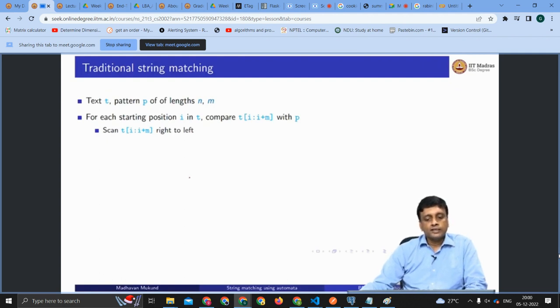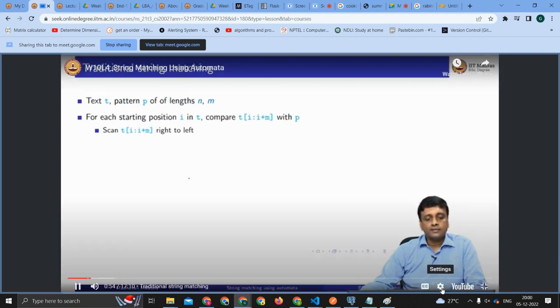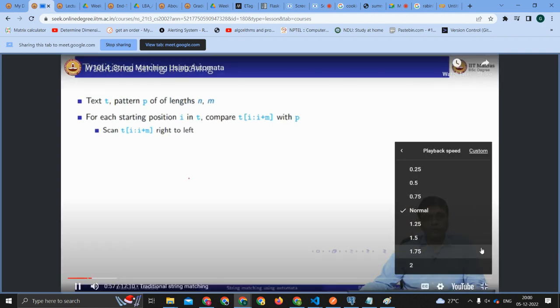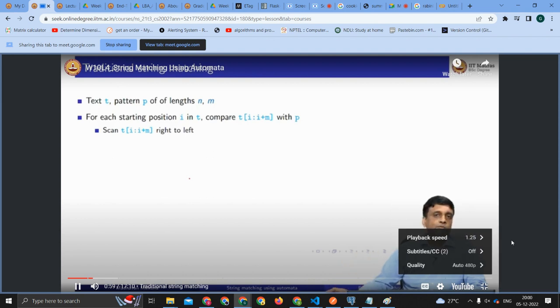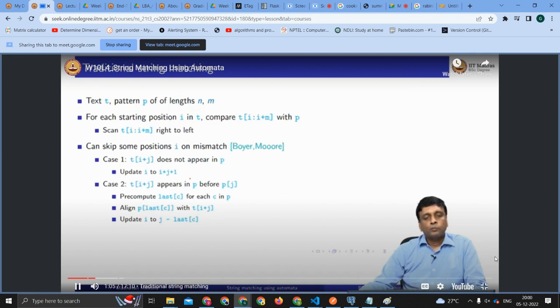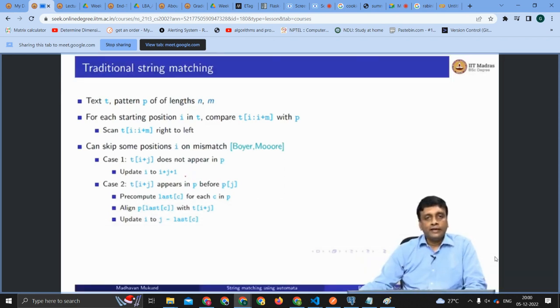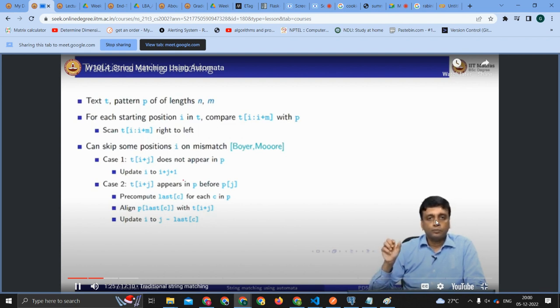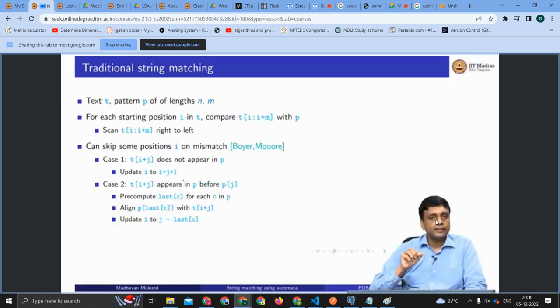So what we said at the beginning was that in a traditional brute force or Boyer-Moore kind of thing, we start with our text, and for every starting position, we look at the segment or the slice which is the length of our pattern, and try to match it, usually going from right to left. So Boyer-Moore tells us that when we find mismatches, we can be clever. If the position where we find a mismatch does not appear in our pattern, we can skip beyond that position. So we can update i to i plus j plus 1. And if it does appear in my string, then I can pre-compute this last of c and shift it so that the position where it appears in my string aligns with the position in the text.